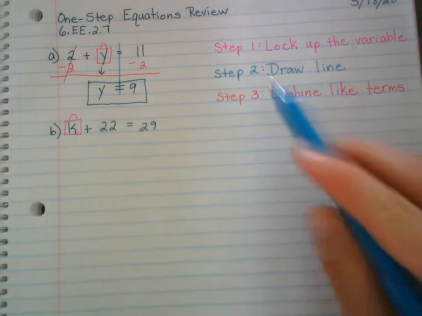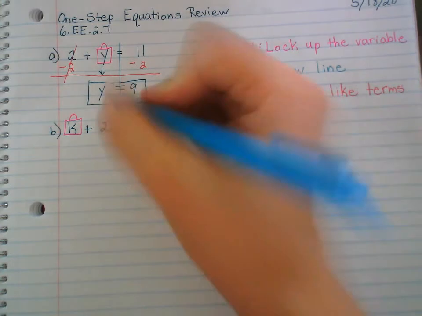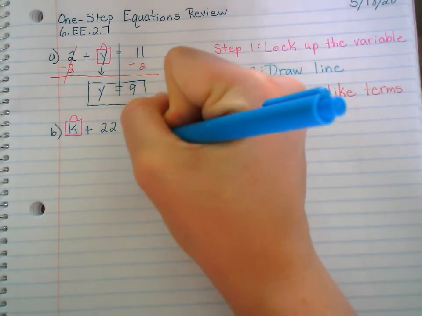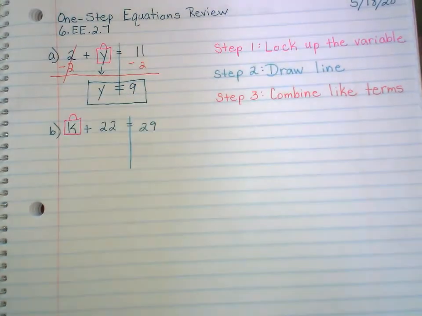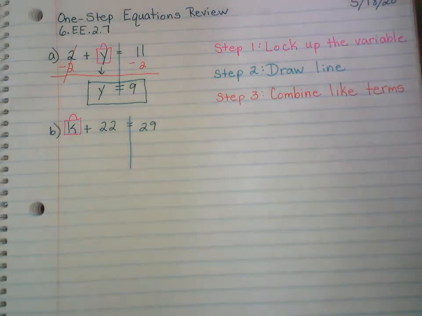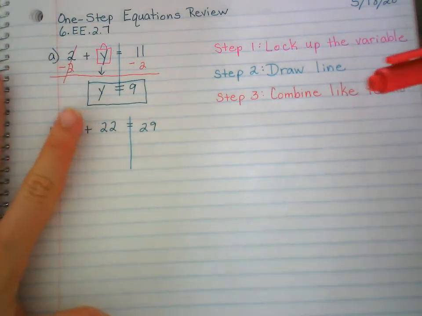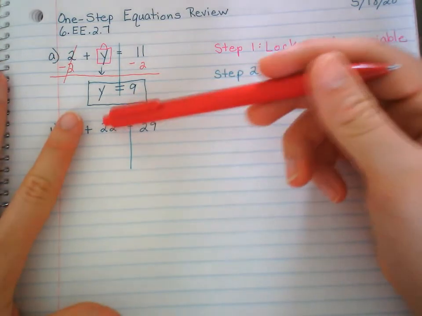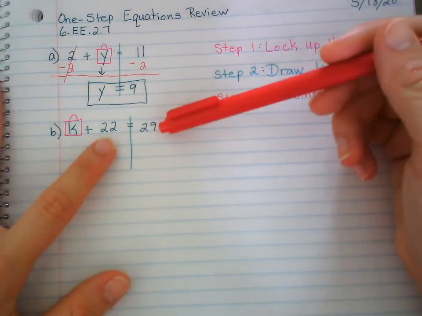Can't touch this. Step 2, draw the line. Okay. Step 3, combine like terms. All right, so what can we combine here? Well, we're not going to touch the k. So all that leaves us left with is the positive 22 and the 29 are constants.